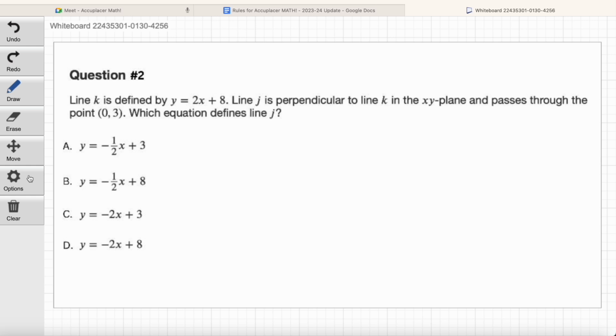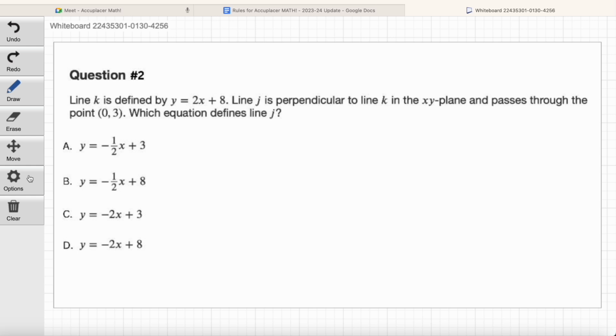Line K is defined by y equals 2x plus 8. Line J is perpendicular to line K in the xy plane and passes through the point (0, 3). Which equation defines line J? Ooh, what are we solving for here, Bree? Line J? Yeah, what's the equation of line J?